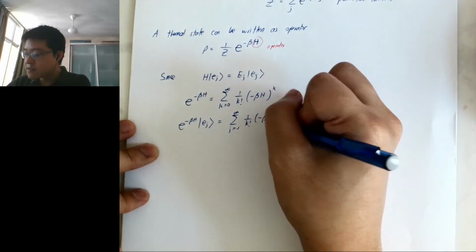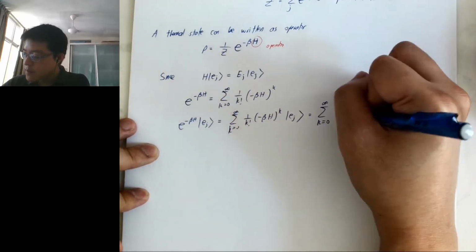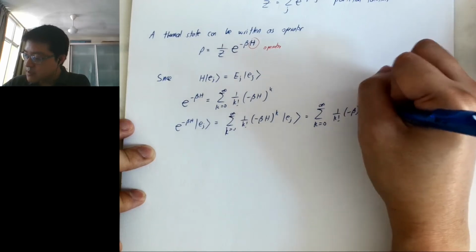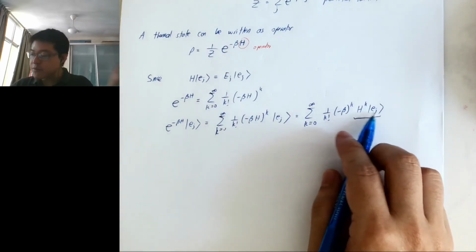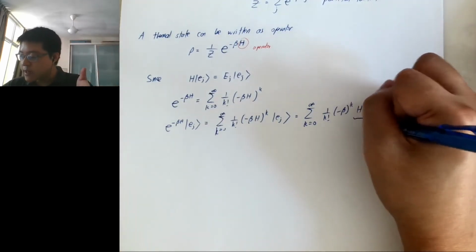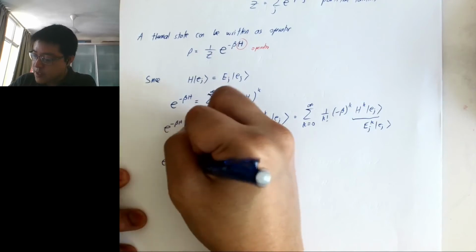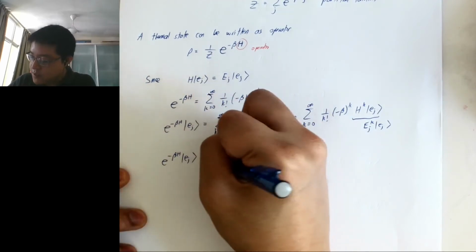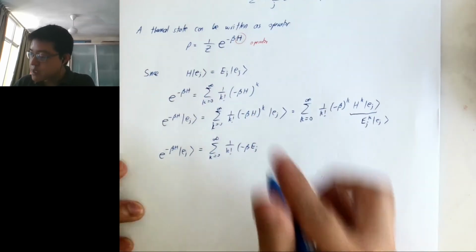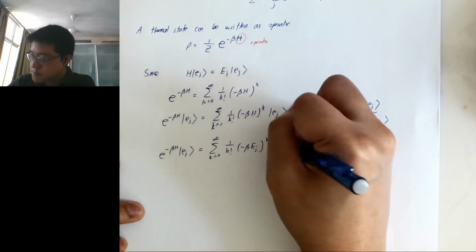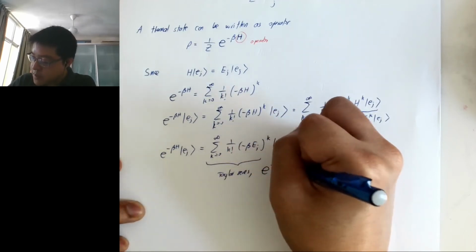This is 1 over k factorial. Let me split this out: negative beta to the k, and then H to the k operating on this. Ej is the eigenstate of H, so every time you operate H, it gives you one eigenvalue, and operate again, it gives you another eigenvalue. If you operate k times, it just gives you k eigenvalues. So e to the negative beta H on Ej is the summation from k equals 0 to infinity of 1 over k factorial, negative beta, and then this becomes a normal number. So this is the Taylor series of the normal number e to the negative beta Ej.